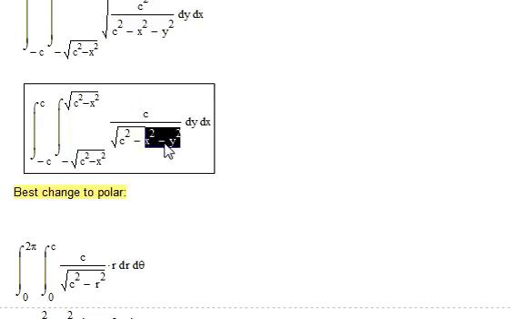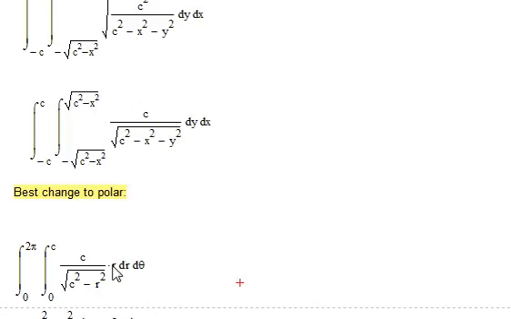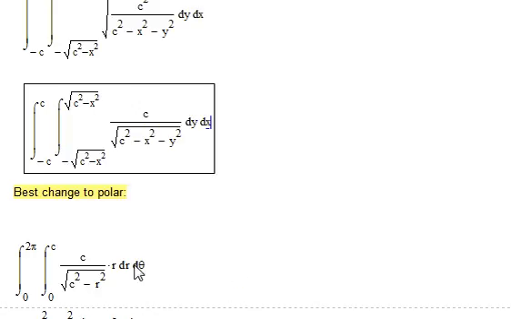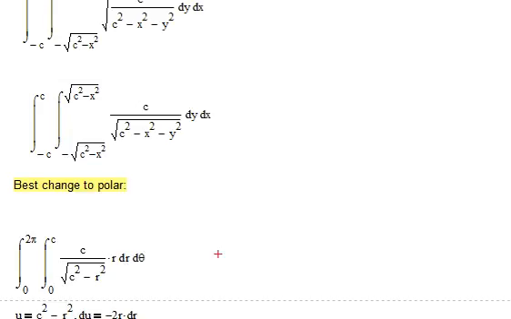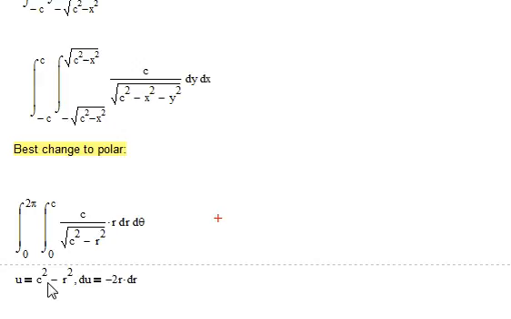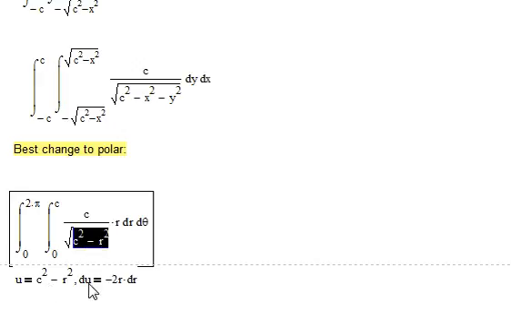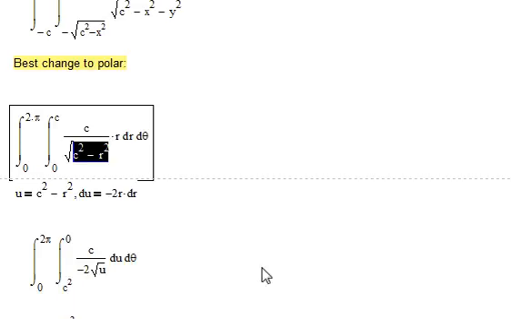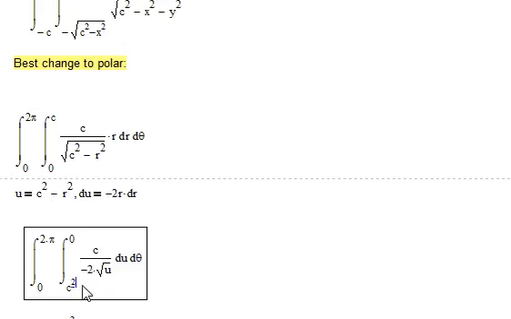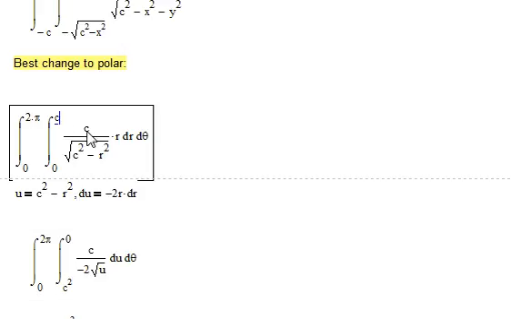And so instead of x squared plus y squared here, we replace that with r squared, and the dA, dy dx is replaced with r dr d theta. And lo and behold, if you make the u substitution, u equals c squared minus r squared, then du is negative 2r dr, and things come out pretty nice. Now here's a little tricky part. If r is going from 0 to c, then when r is 0, u is c squared. When r is c, u is 0.